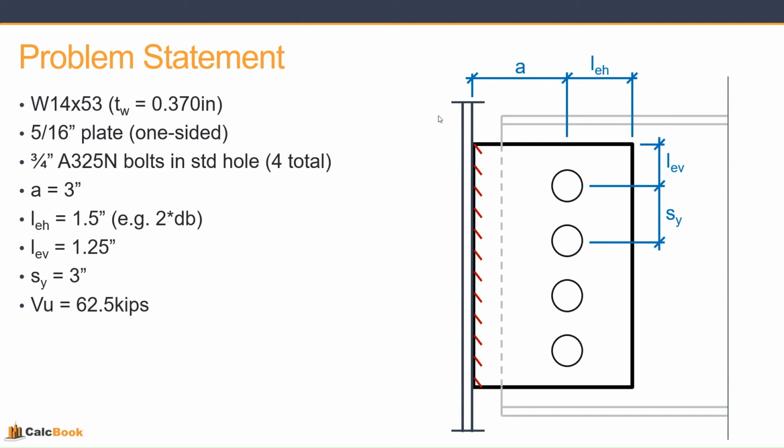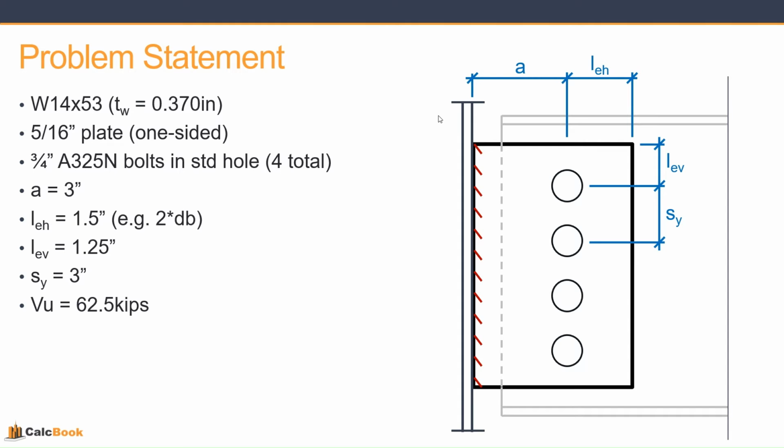All right, so let's go ahead and take a look at our problem statement for today. We're going to be looking at a conventional configuration, one-sided shear tab connection. We have a W14x53 beam with a web thickness of 0.37 inches, so that'll be what we'll use for the bolt hole bearing calculation.